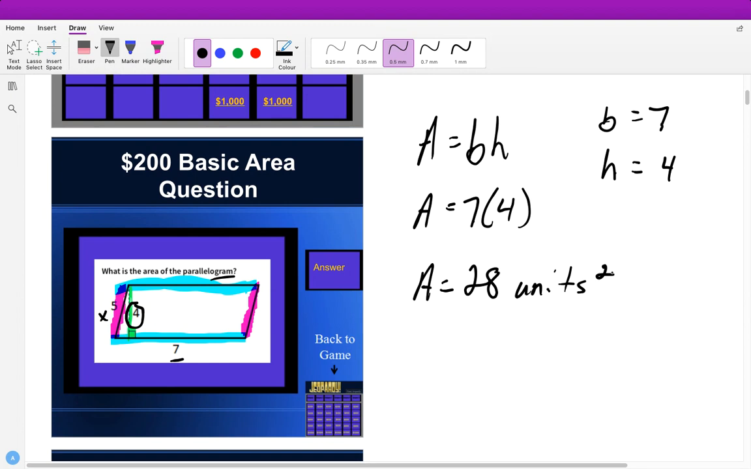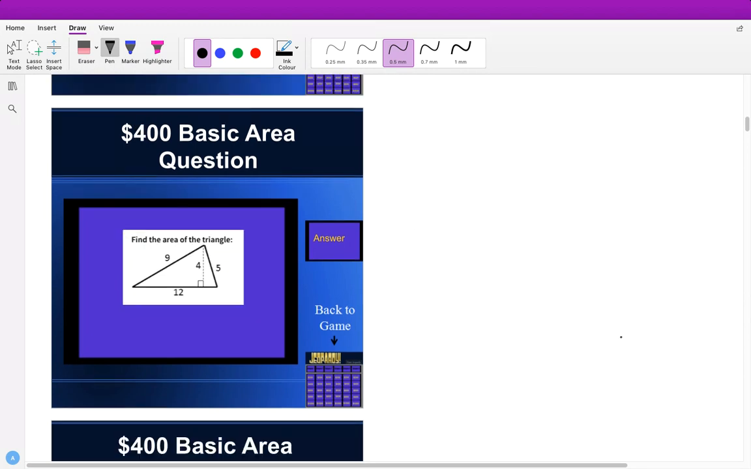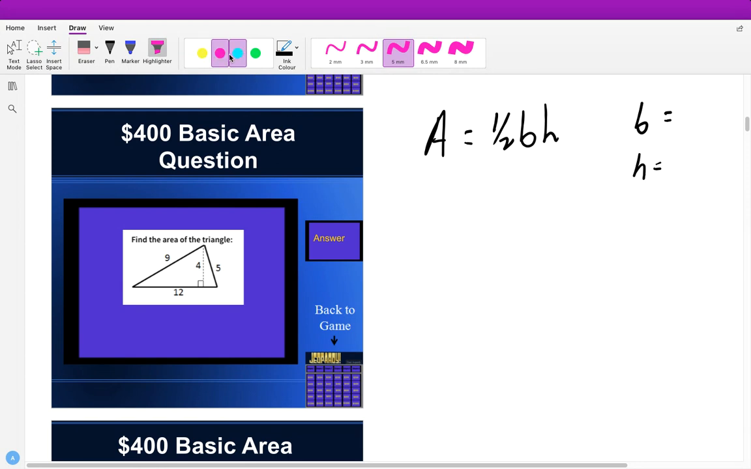All right, let's move on to the next question. All right, so for this one here, it says find the area of the triangle. So first off, write the formula for area of the triangle. And now after you write this, we're going to say, okay, let's see. We need to solve for our base and we need to solve for our height. So remember, our height is going to be that dotted line with that 90-degree angle. So here is our height. All right, there's our 90-degree angle.